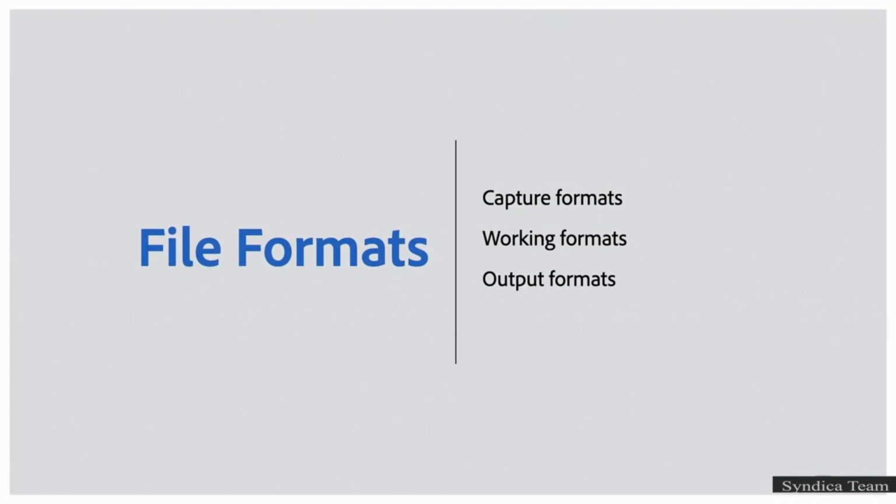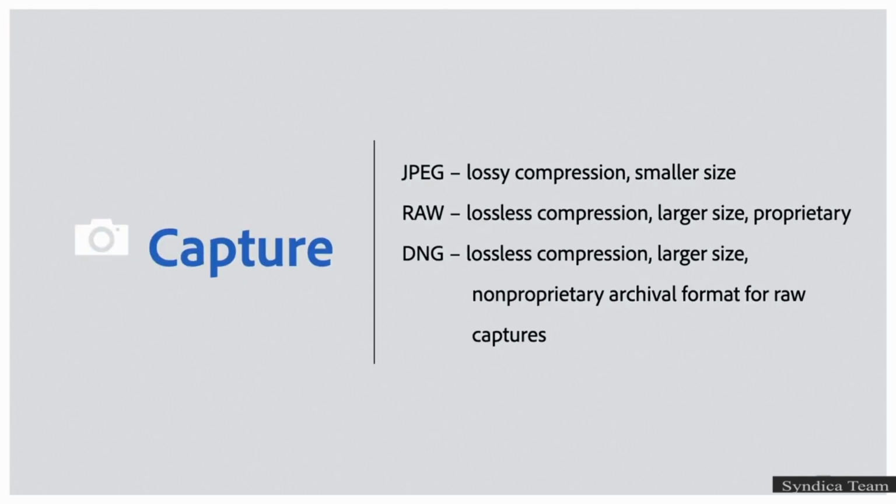There are a variety of file formats that you need to familiarize yourself with when you're working with images in Photoshop. To simplify, I'm going to divide them into three areas of the workflow: the original source or capture file formats, then the working formats or the master file formats, which will most likely be your multi-layered, retouched, and composited images in Photoshop, and then the output formats created to output your work for specific devices. So we'll start with the capture formats.